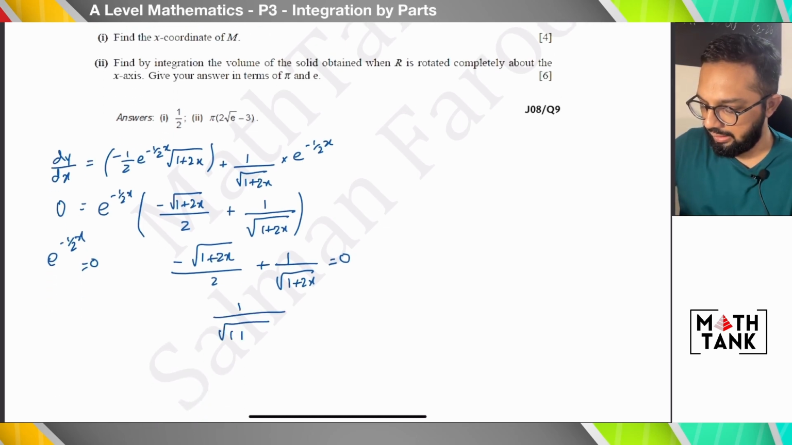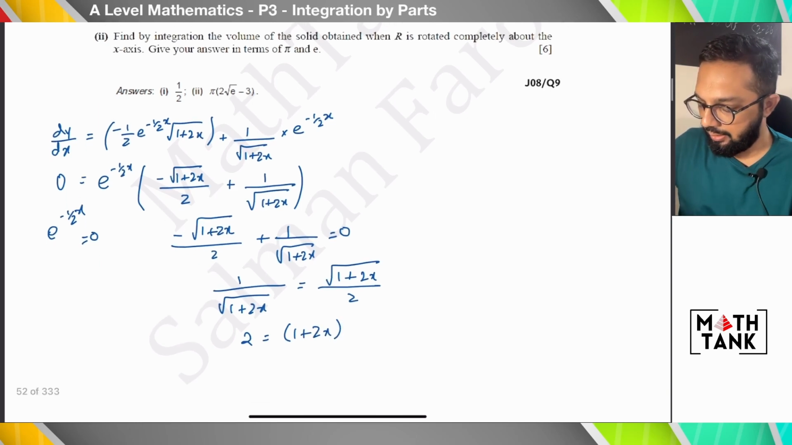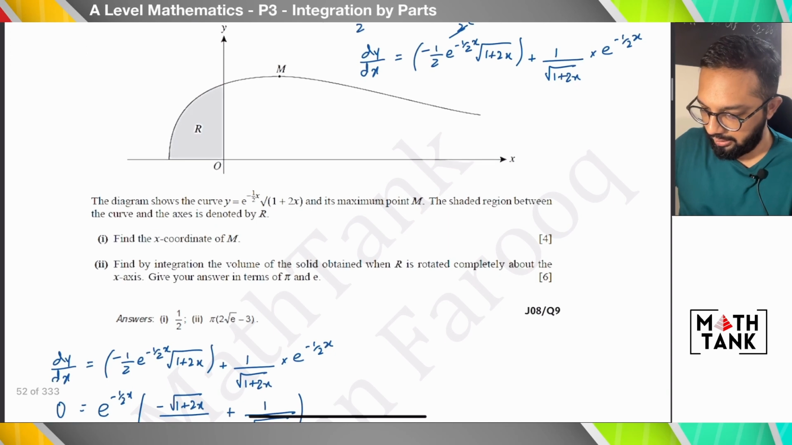Solving this is easy. I keep this term on this side and take the other term on the other side. When I cross multiply, it gets rid of the root. So I just have 1 plus 2x. So that gives me 1 equals 2x, x equals half. That is what the question wanted. It wanted the x coordinate.